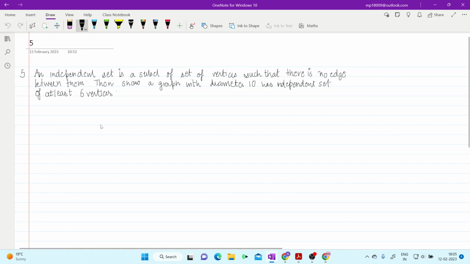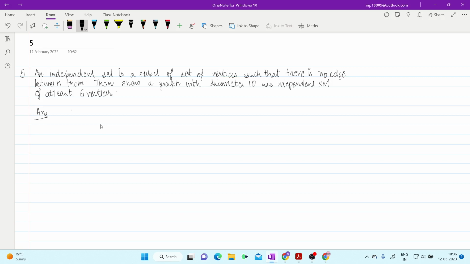Now we have that an independent set is a subset of the set of vertices such that there is no edge between them. So what is an independent set? Any subset of vertices, but no two vertices in that set are allowed to be adjacent. That is, no two vertices should have an edge between them. Then the question says that you have to show that a graph with diameter 10 has an independent set of at least 6 vertices.